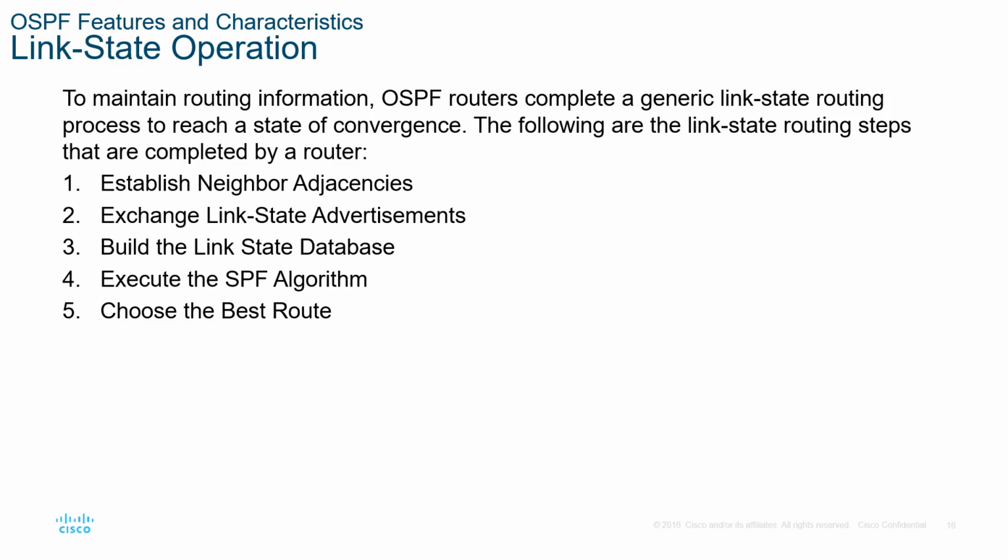There are a few link state routing steps that are completed by a router. Each router will establish neighborhood adjacencies. They will exchange link state advertisements. They will each build a link state database. They will each execute an SPF algorithm. They will each choose the best route. They will also then share that information with their neighbors. And again, this is just a generic link state routing process that each of the routers will go through.